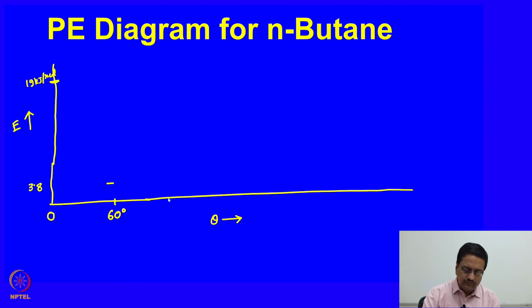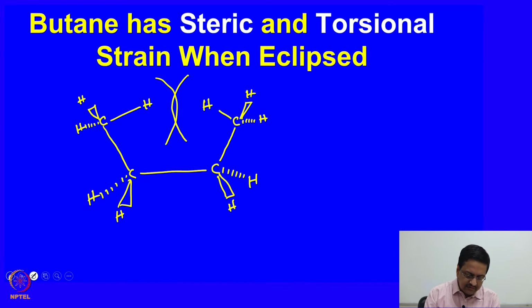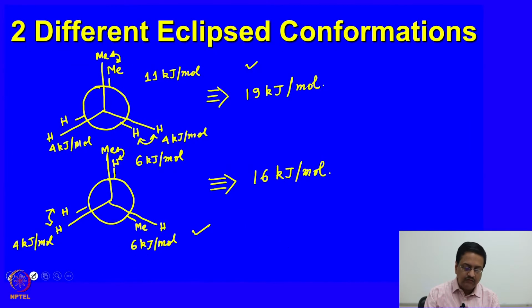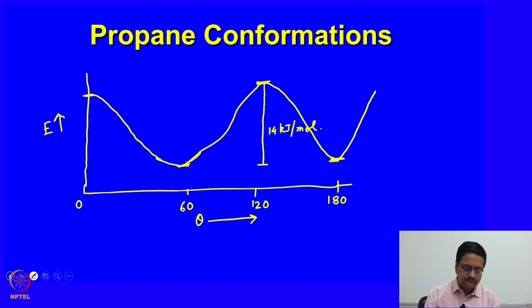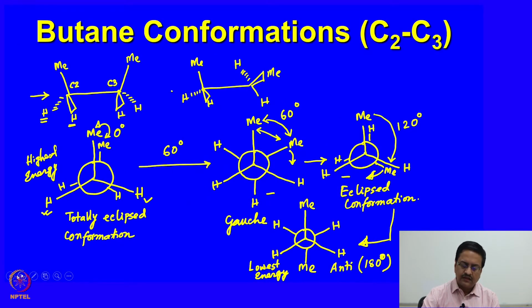Then when we go to 120 degree, the conformation is, we should go back and show you what the conformer should look like. At 120 degree, the conformation looks like this, where you have two methyl-hydrogen eclipsed and one hydrogen-hydrogen eclipsed, and the corresponding energy should be calculated accordingly.